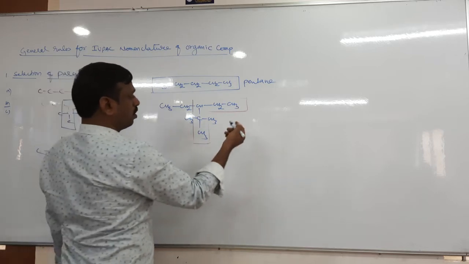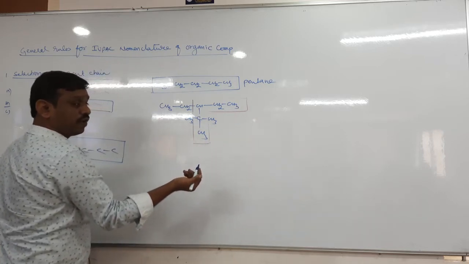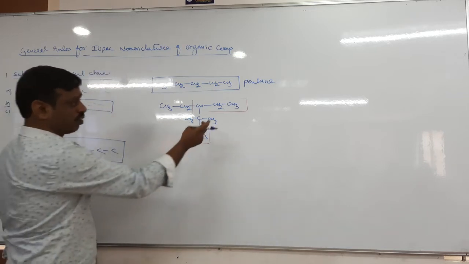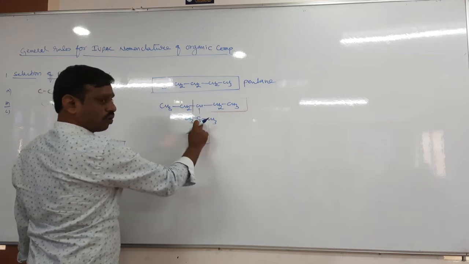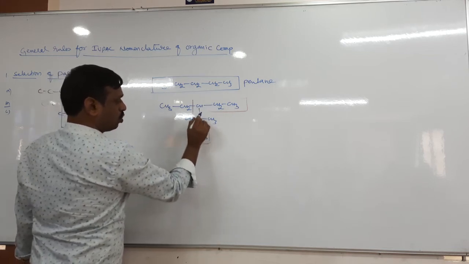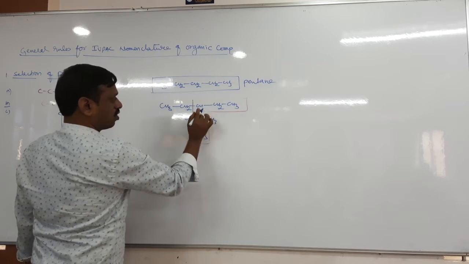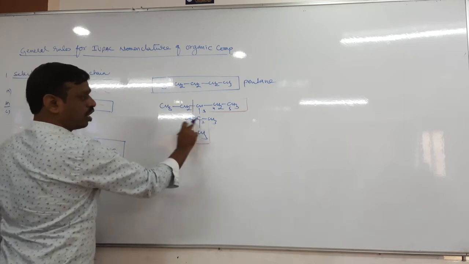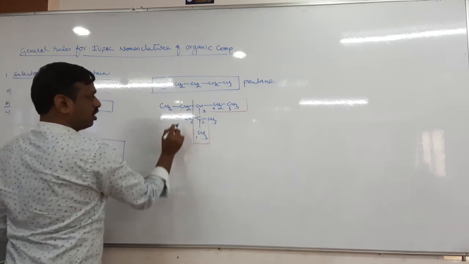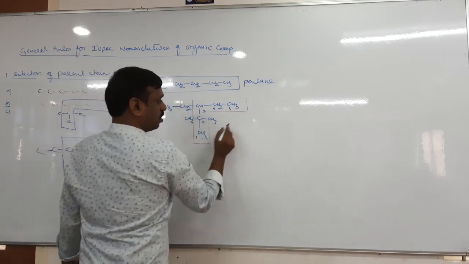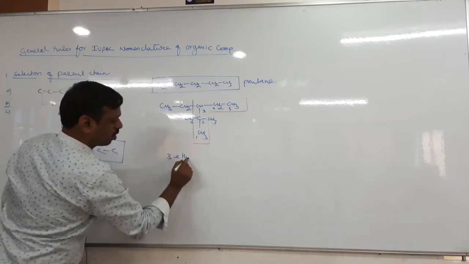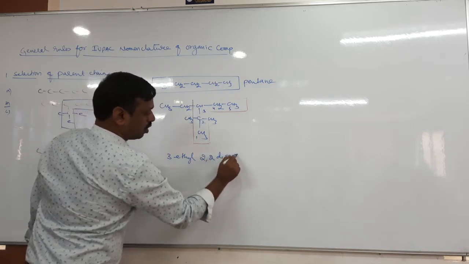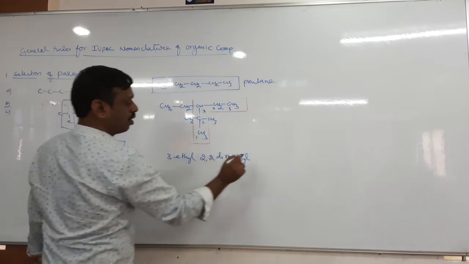Now, numbering. Give the numbering from the side of the substituent, 1, 2, 3, 4, 5. It has a methyl, 2, 2-dimethyl. This is ethyl. Which position? It is 3-ethyl, 2, 2-dimethylpentane.